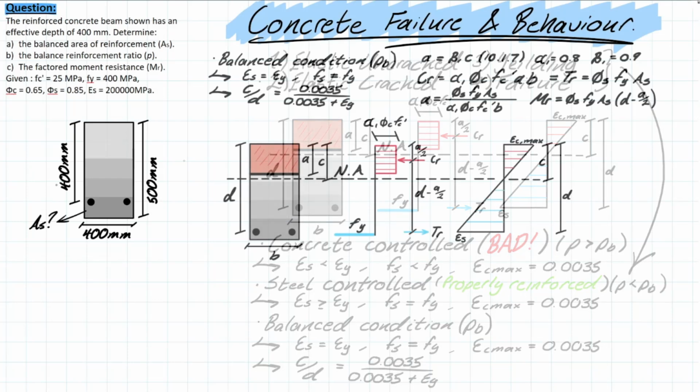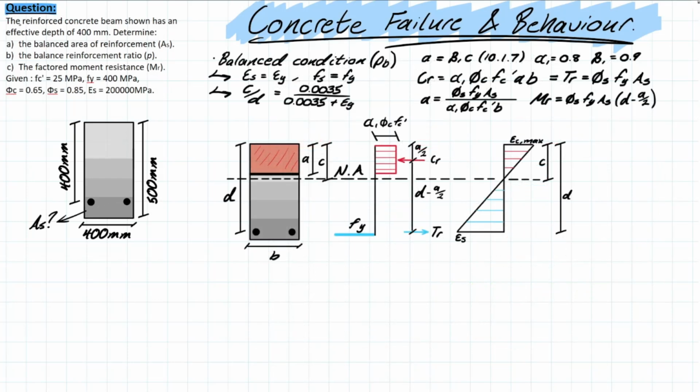Alrighty, so let's hop into this problem here. We have a reinforced concrete beam that has an effective depth of 400 mil, and it wants us to find the balanced area of reinforcement. It wants us to find the balanced reinforced ratio, and the factored moment resistance. And it gives us the following parameters. And how do we begin with a problem like this?